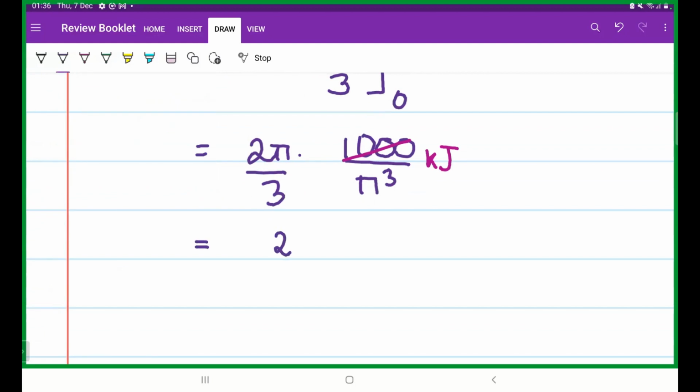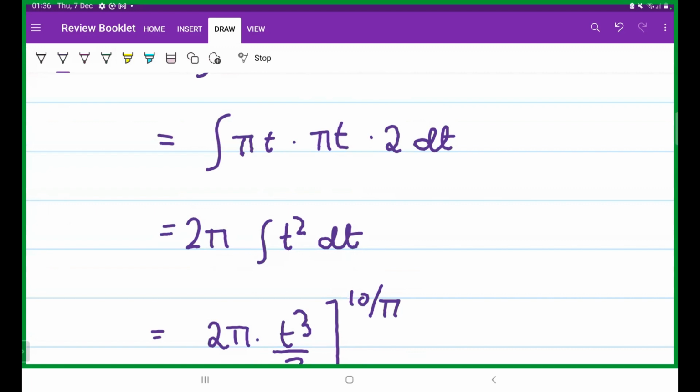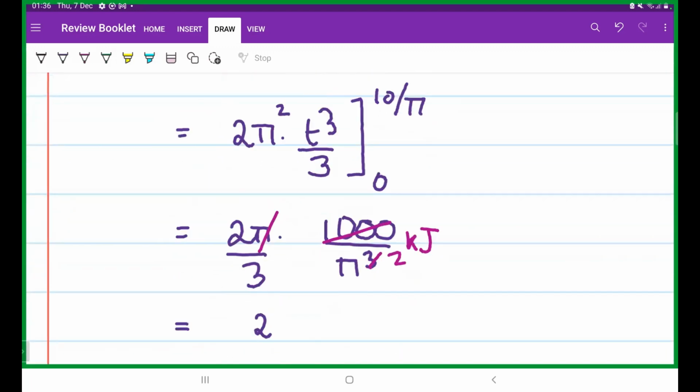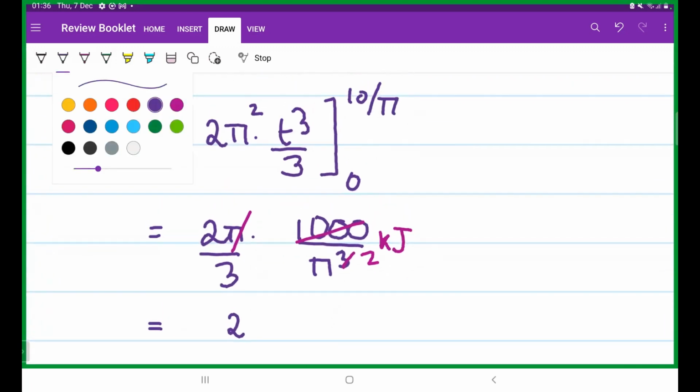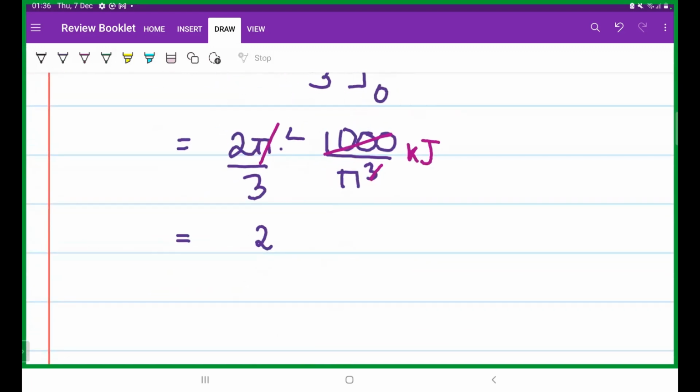Okay, let's cancel the pi's here as well. I'm sorry, did I go somewhere wrong here? Okay, there will be pi square over here, right? Because we have got two pi's here, they will multiply to give me pi square. So yeah, the answer will be 2 by 3 pi kilojoule. There you have it. You've got our answer.